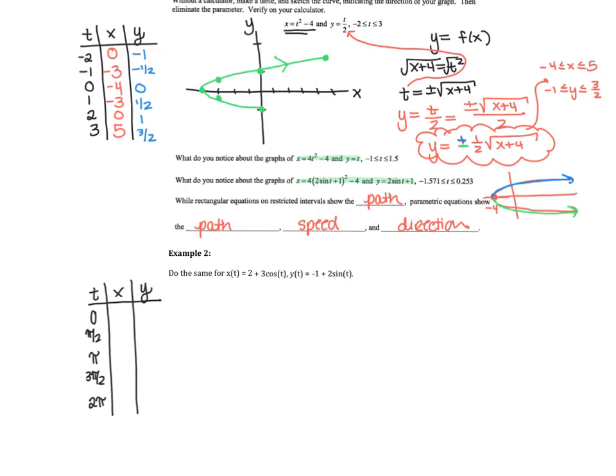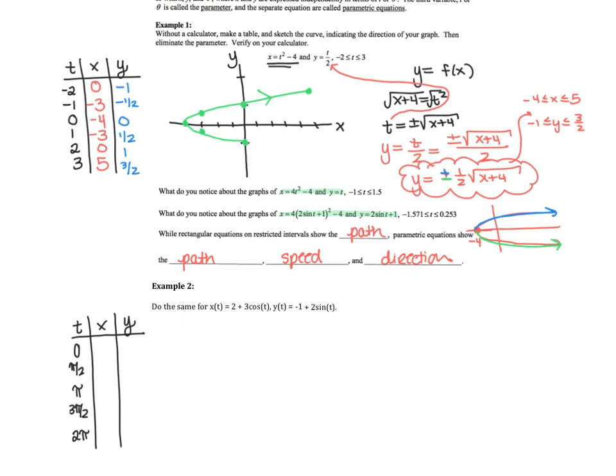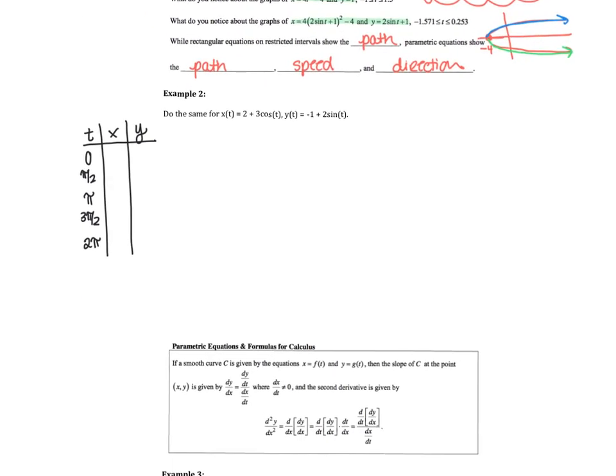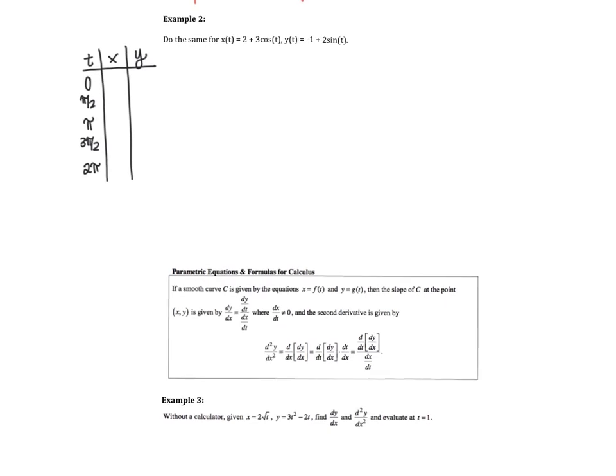So for example 2, we want to do the exact same thing we did in example 1 with these 2 other equations. X of t equals 2 plus 3 cosine of t, and y of t equals -1 plus 2 sine of t. All right, so let's plug in values for x of t first. Notice that I have various angle measures in radians because of that cosine and sine that are in my functions.